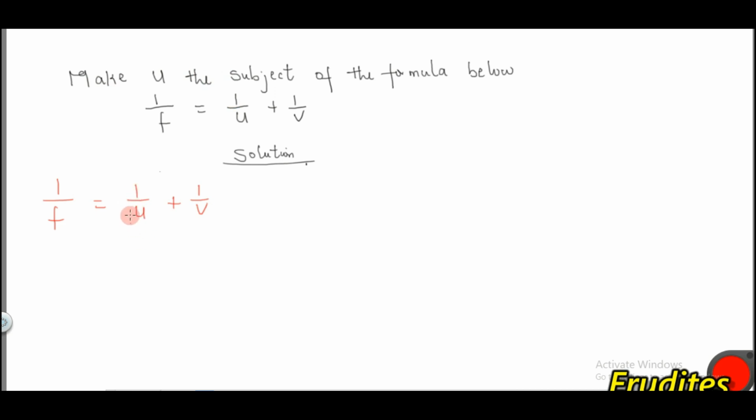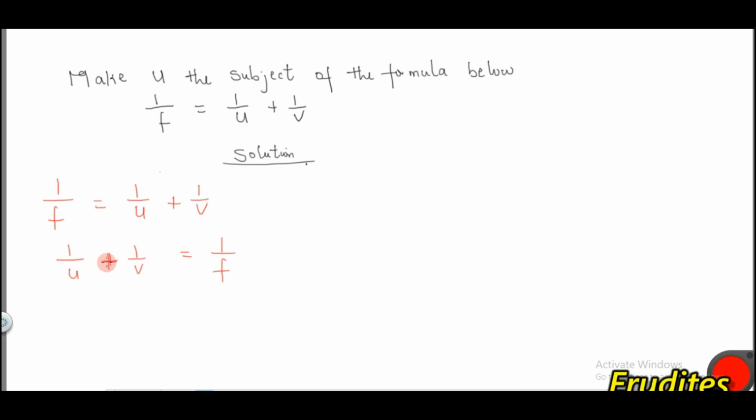So since u is on this side of the equation, I would want to take it to this side. So this would be 1 over u plus 1 over v is equal to 1 over f. These two equations are the same. It's like I turned the equation, took this part to this side and this part to this side. So they're equal.